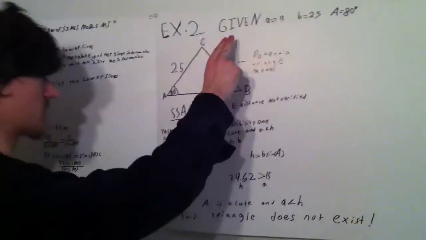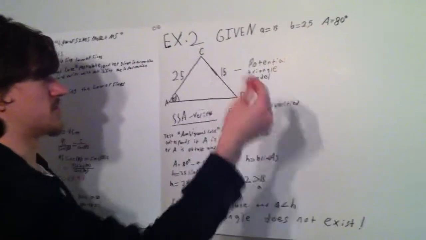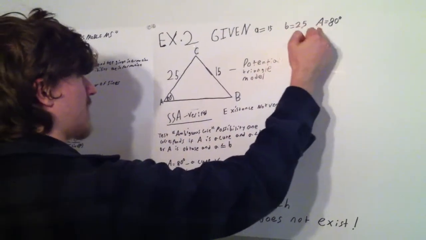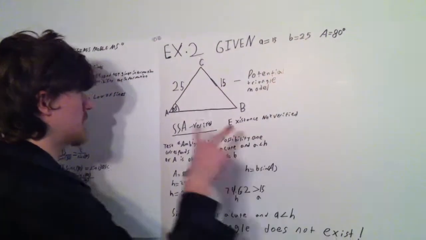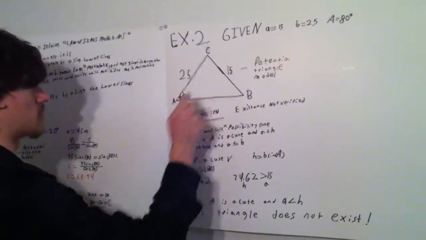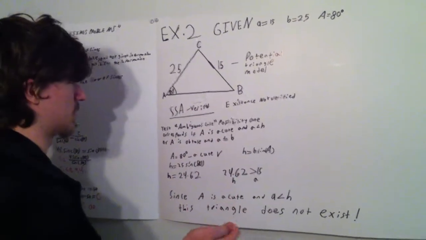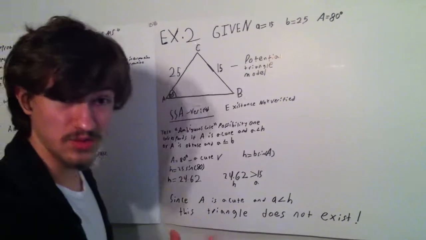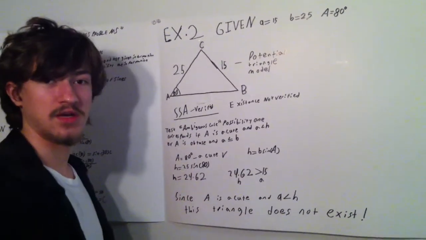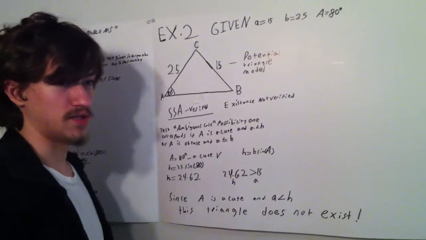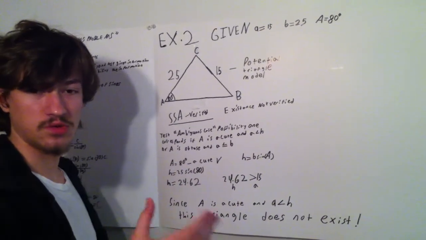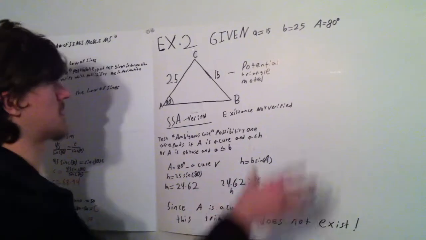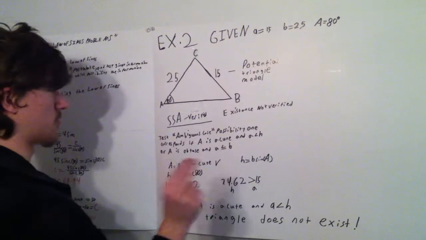Example 2: given side a is 15, side b is 25, and angle A is 80 degrees. We're given two sides and an angle that corresponds with one of the given sides, so we can verify this as a side-side-angle. When solving side-side-angle, we have to take into account all possibilities of the ambiguous case, so we're going to test each possibility until we find the circumstances that correspond to our given information.